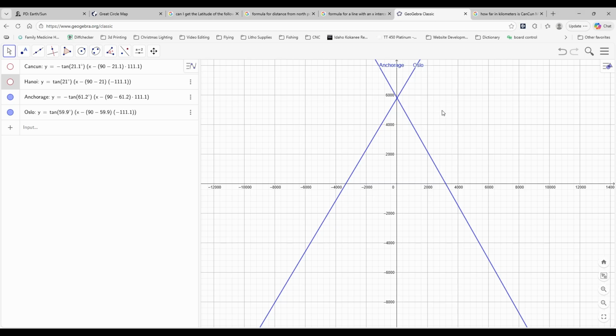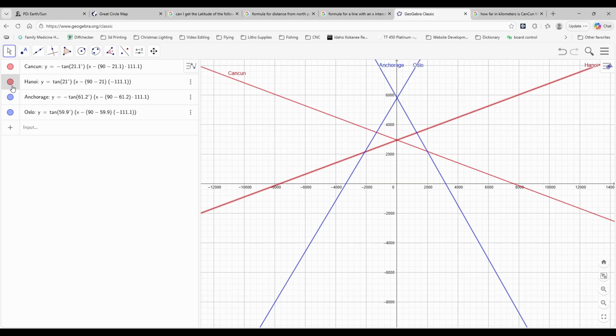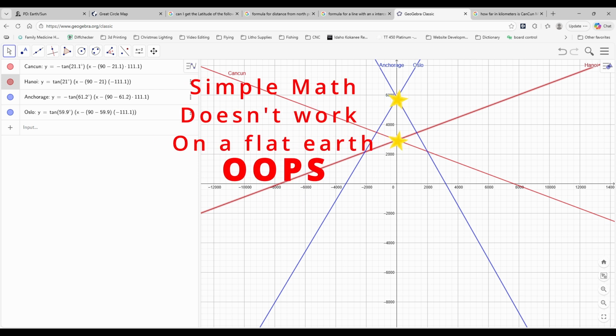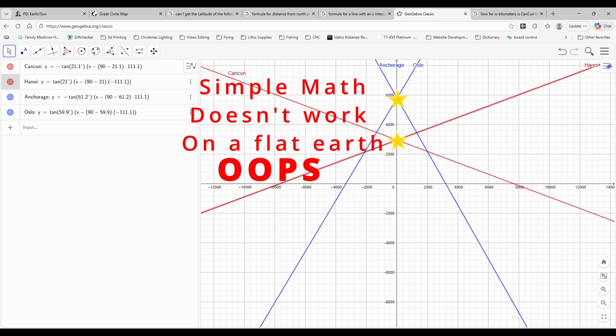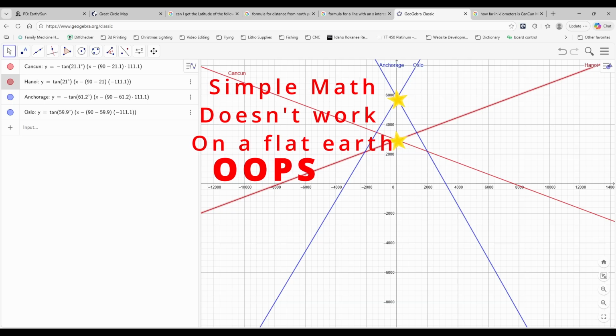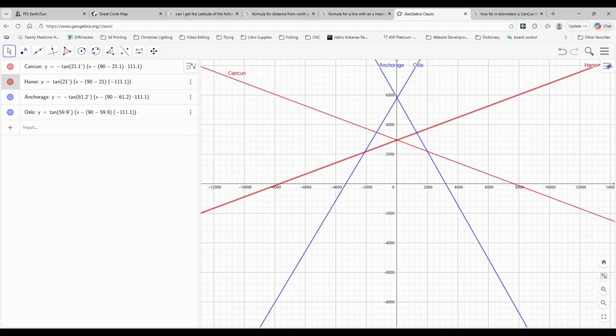Or does it? Let's go back to the other two cities. Look at Cancun and Hanoi. They see the North Star here at about 3,000 kilometers. But Anchorage and Oslo, if you use simple math, it calculates at almost 6,000, almost twice as high. So how can Polaris be in two places at the same time? It can't. Simple math proves that the Earth cannot be flat. And if you do these exact same calculations on a globe, they all point to the same place. Imagine that. Simple math doesn't lie. Earth cannot be flat.